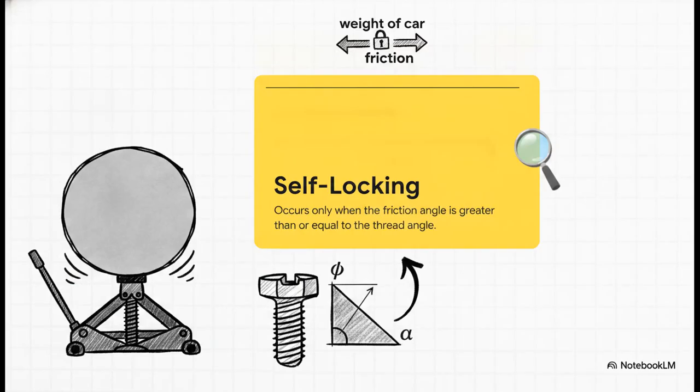Which leads us to one of the most vital concepts in all of mechanical engineering, self-locking. This only happens when the friction angle, phi, is greater than or equal to the thread angle, alpha. Let's put this into a real-world scenario. When you jack up your car to change a tire, you take your hand off the handle and the jack stays raised. Why doesn't the immense weight of the car just force the screw to spin backwards? Well, it's because the friction angle is steeper than the physical ramp of the thread. The friction literally chokes the motion, locking it in place without any external force needing to hold it.